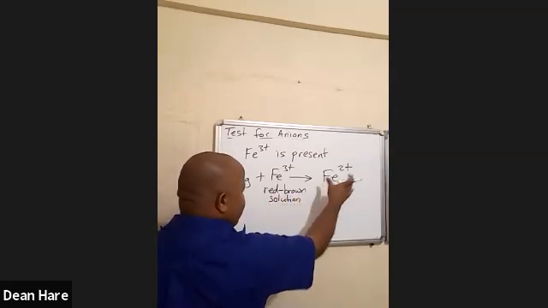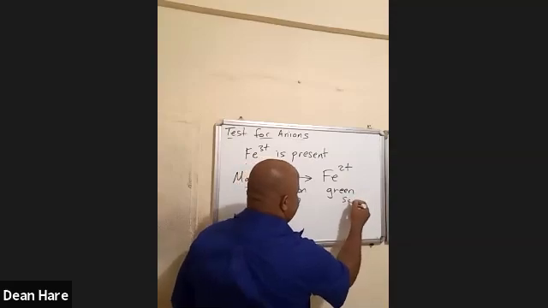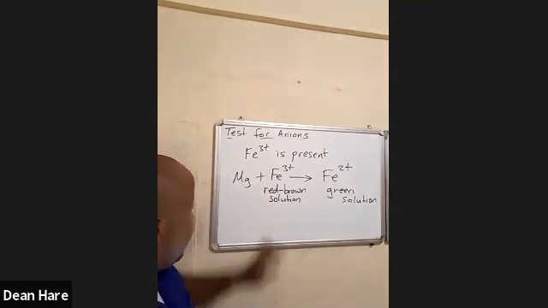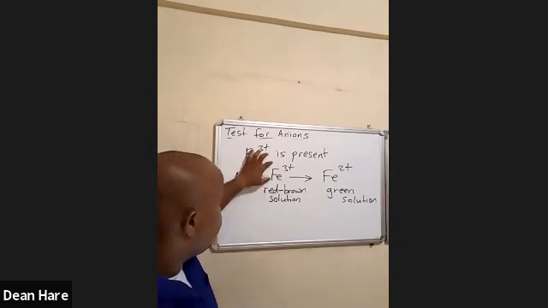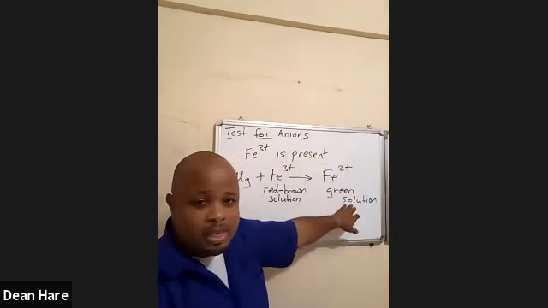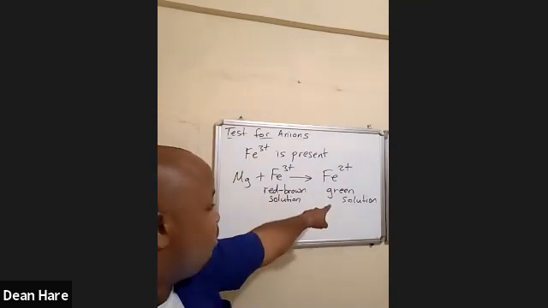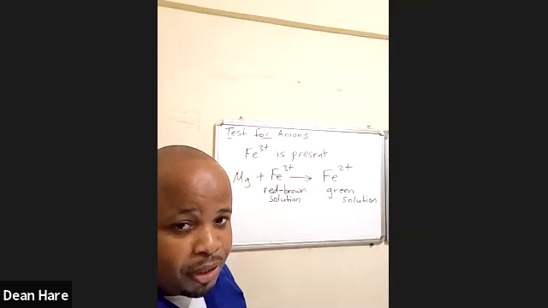Now, if you have a solution of iron 2, what would have been the color? Green. Right. So we would have gotten a green solution. So in terms of observation, what would have been the color of this solution? It would have been red brown. This would have been reduced to Fe2+. That means the solution would have changed from what? Red brown to green. Green.